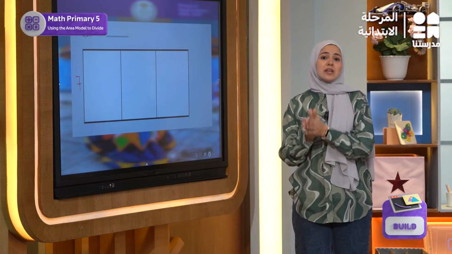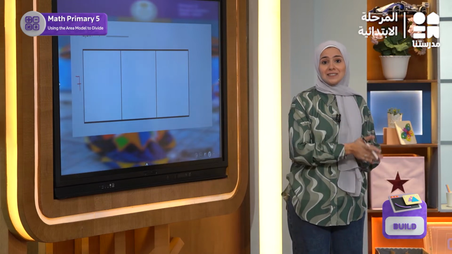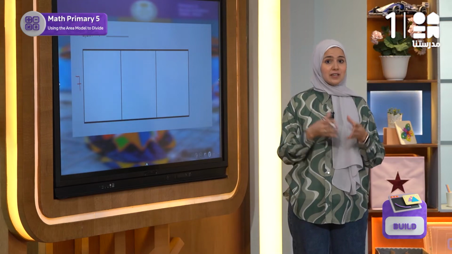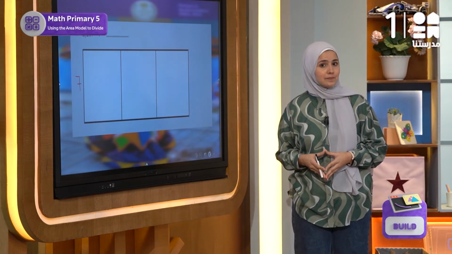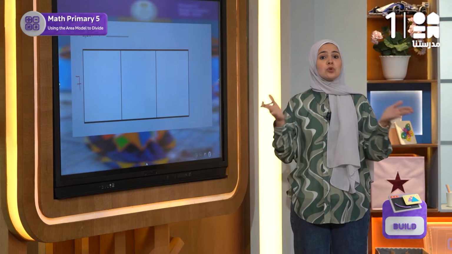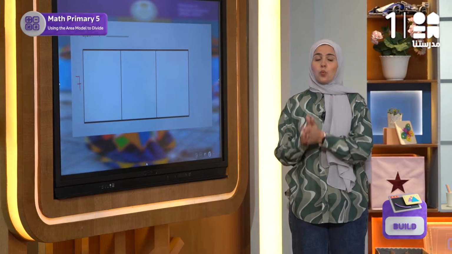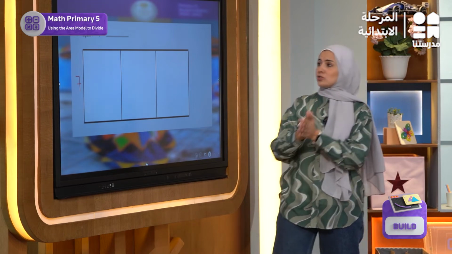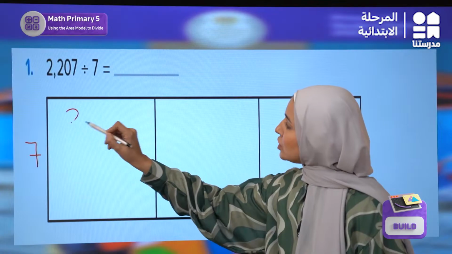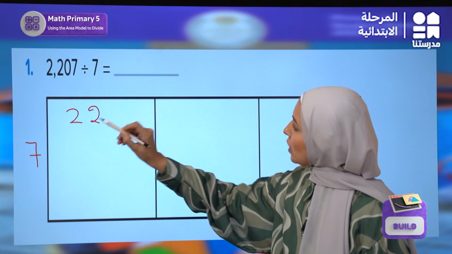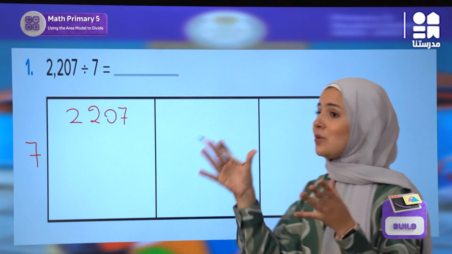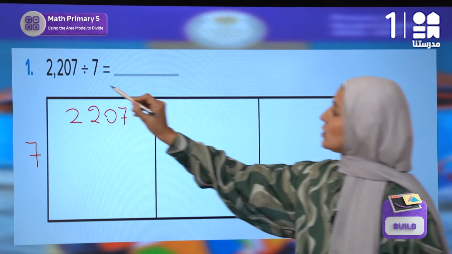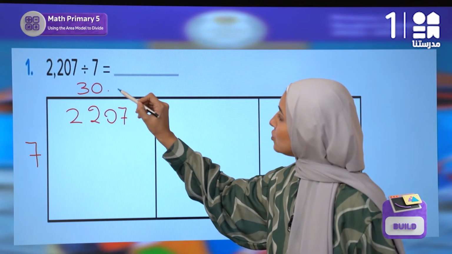We know that 3 multiplied by 7 equals 21. So 30 times 7 is equal to 210. And 300 times 7 equals what? 2100. So the number is very close to 2207. So I will write the first number here, 2207. And what did we choose? We chose 300. So I'm going to start by writing the 300 here.